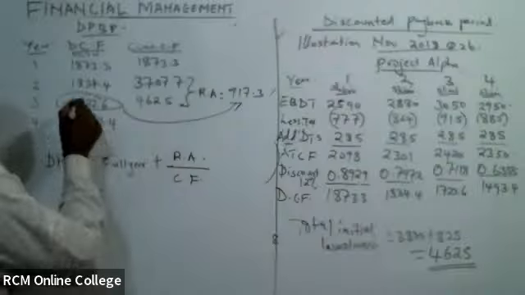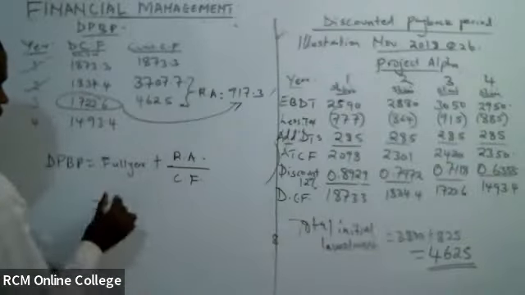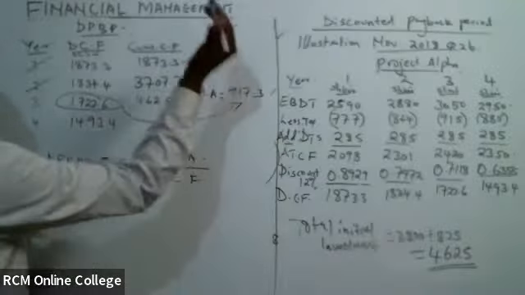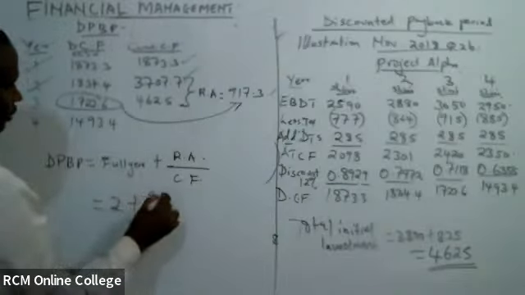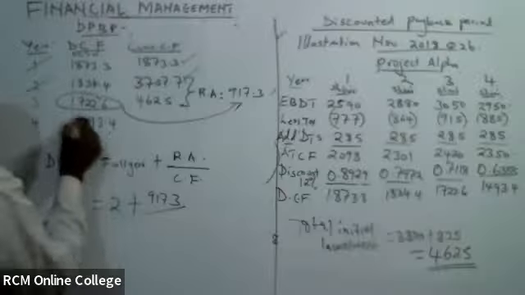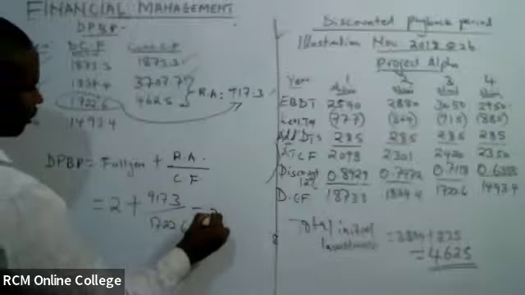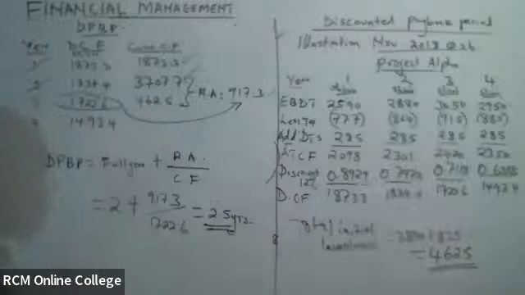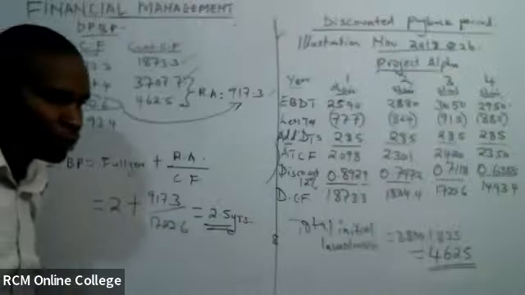So this is a full 2 years. 2 years full, where we utilize all the cash flow here and here too. Full years, that is what we mean. Plus 917.3 over this cash flow of 1722, a portion of that. And people are giving us 2.5. Yes. Okay. Class, are we together? Are we together?